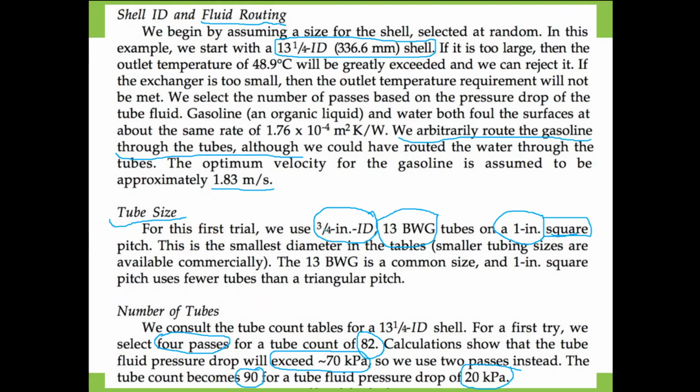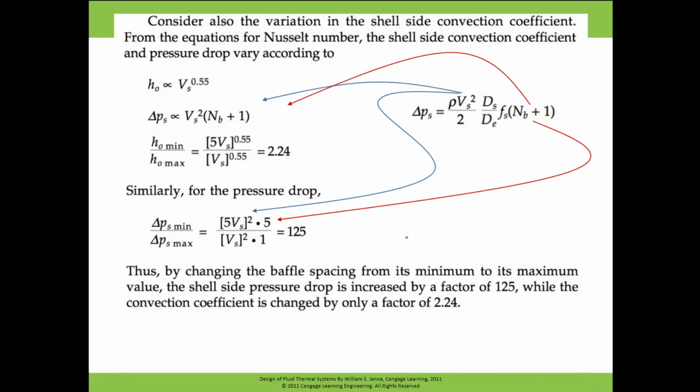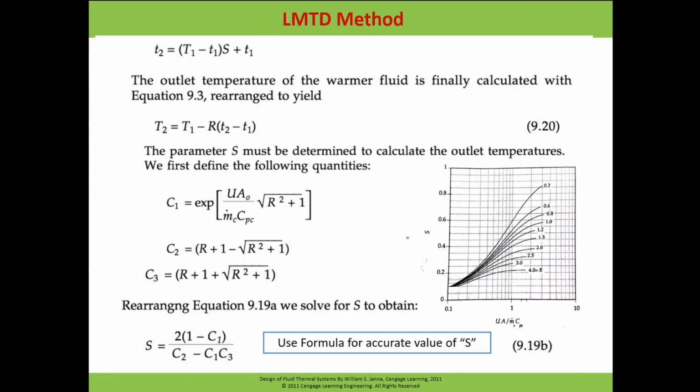So, remember that 3/4 inch is the diameter of the tube, and I am sorry to say that this is not the inner diameter, this is the outer diameter. Inner diameter you will get from the BWG table. So, for 3/4 inch, what is the inner diameter for the tube? Then we will go to the BWG table.